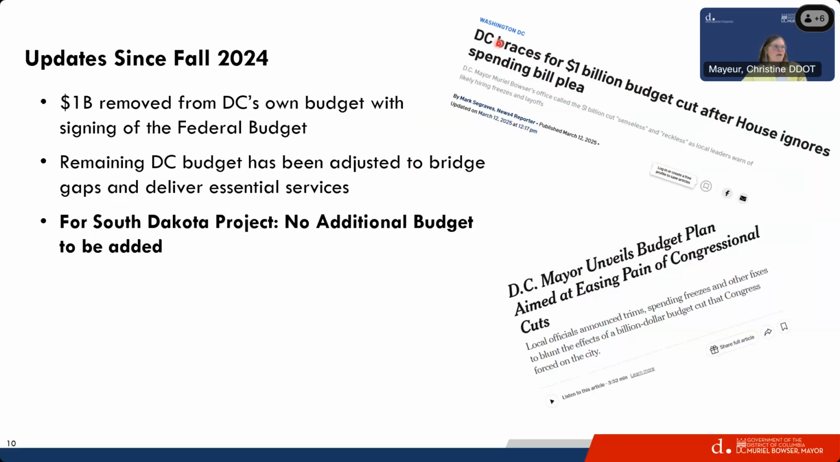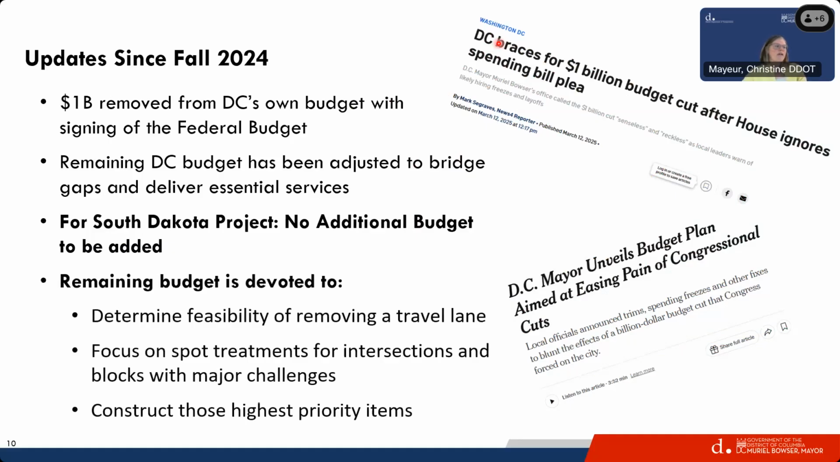Most of you all hopefully have been paying attention. About $1 billion was removed from DC's own budget in FY25 with the signing of the federal budget. The remaining DC budget and DDOT budget has been adjusted to bridge those gaps and seek to deliver and focus on essential services. South Dakota project, no additional budget is set to be added in the FY26 budget.